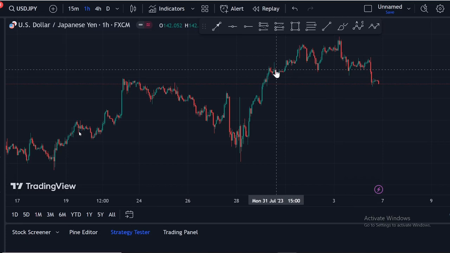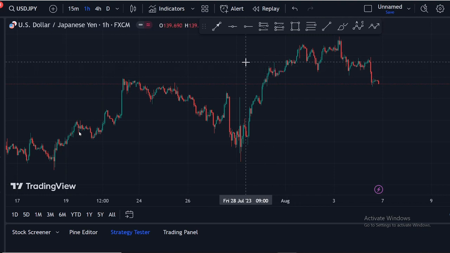Good day, guys. Today it's a weekend, but in preparation for the coming week, I would like us to look at the US dollar Japanese yen pair and then see what we can expect in the coming week.